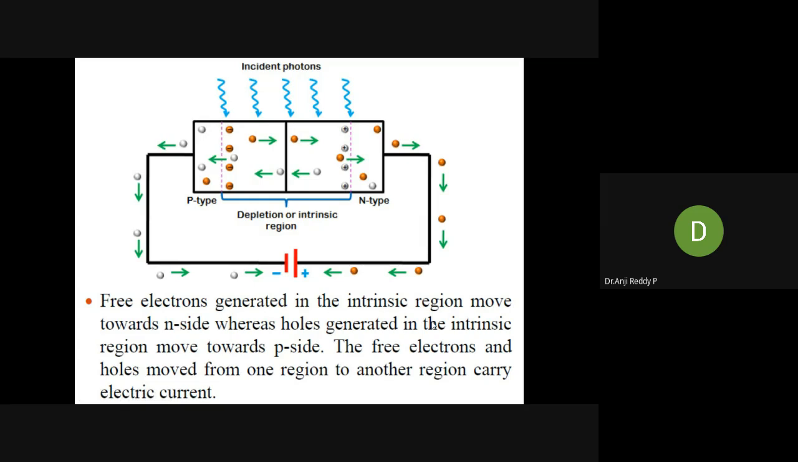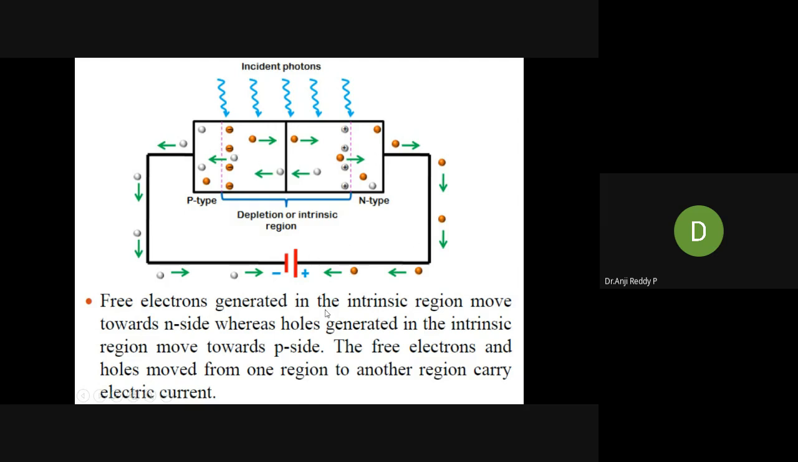Free electrons generated in the intrinsic region move towards N side. Why? What is the reason? Suppose you take the free electrons in this region; they are attracted by this positive terminal. That means the electrons here move towards N-type material, crossing the junction. Whatever electrons are created in intrinsic semiconductor, those are crossing the junction and move towards N side.